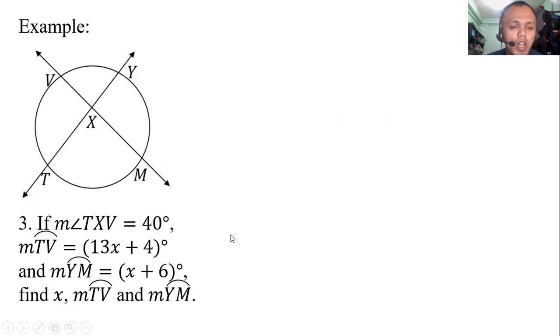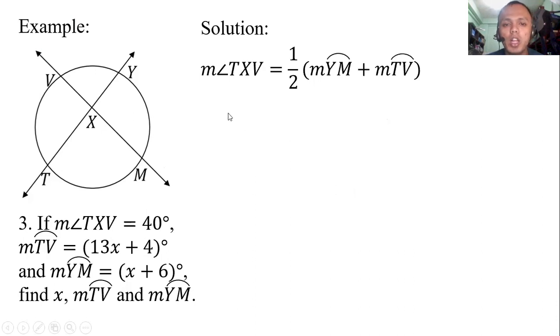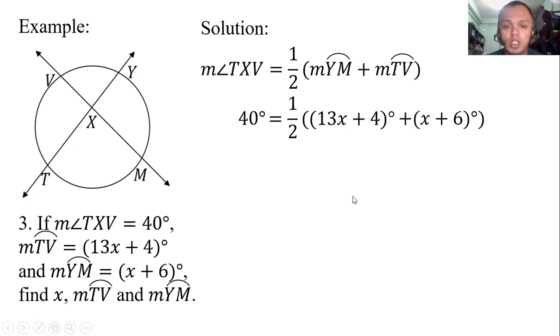RTV and arc YM. Again, using this formula, substitute your TXV, 40, equal to 1/2 times your YM, which is 13x plus 4, and then our TV is x plus 6. Multiply by 2. 40 times 2 is equal to 13x plus 4.